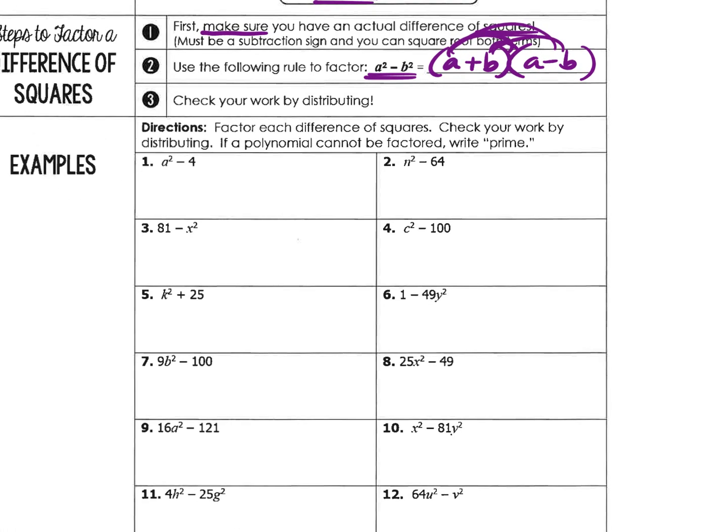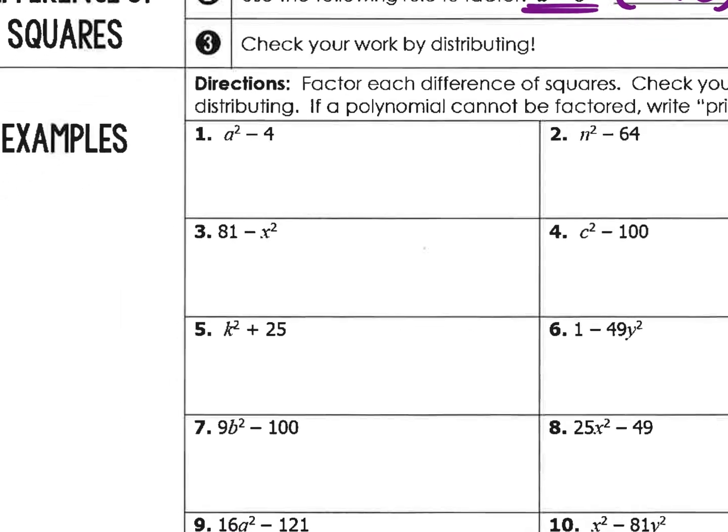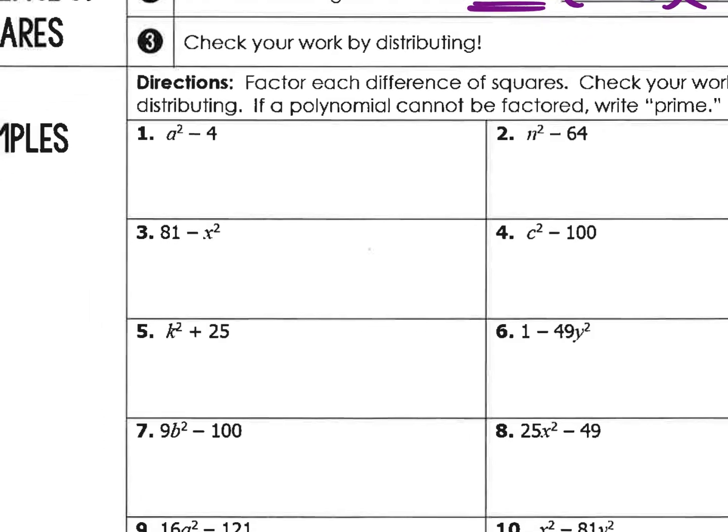Okay, so take a look at this. If I want you to factor this as a difference of squares, what do you think you're going to end up with? First of all, are these perfect squares? A squared is a perfect square and 4 is a perfect square. I can take the square root of both of them.